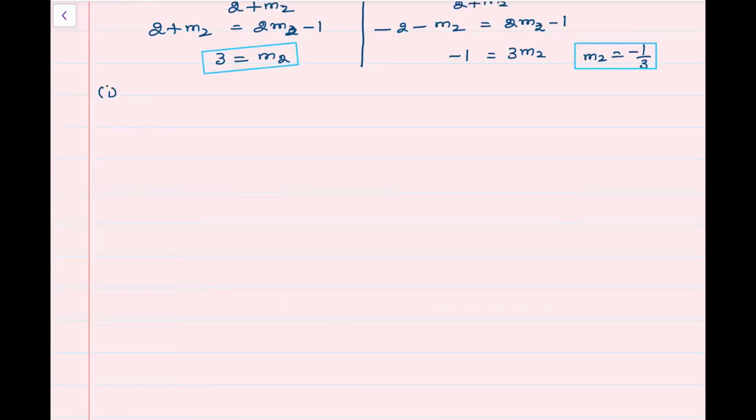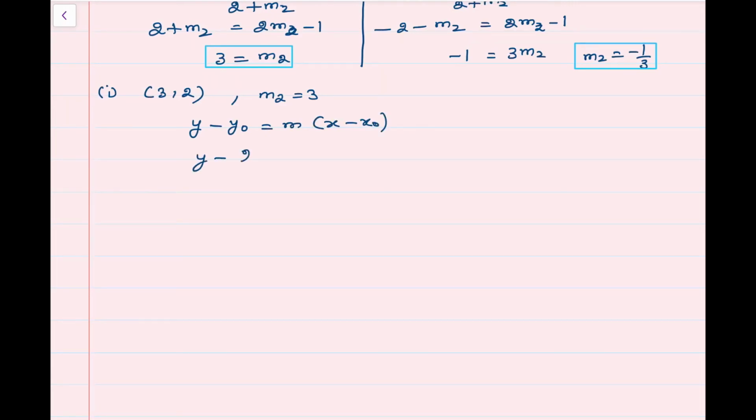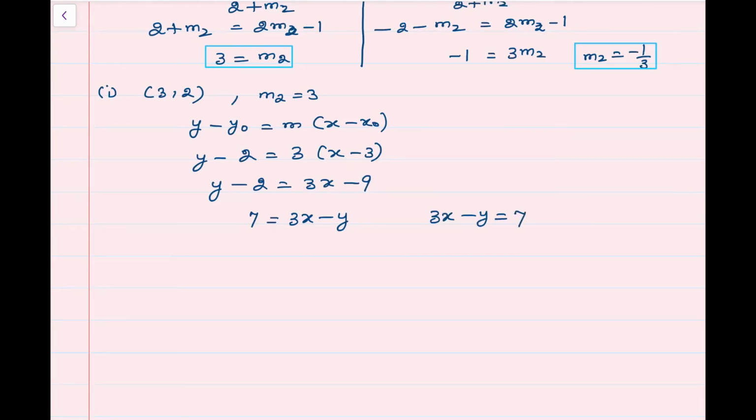Now, the first answer is the line passes through the point 3, 2 and slope is 3. We will use point slope form. Y minus y0 is m times x minus x0. Y minus 2 is 3 times x minus 3. Y minus 2 is 3x minus 9. Therefore, the equation is 3x minus y equal to 7. So, the first answer is 3x minus y equal to 7.